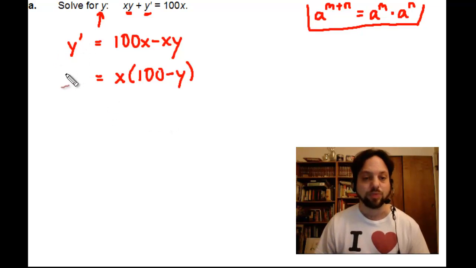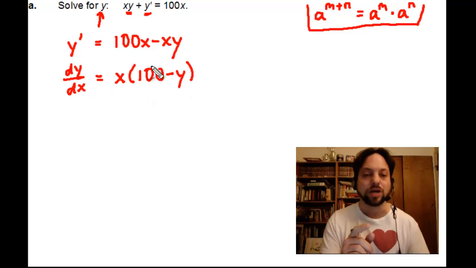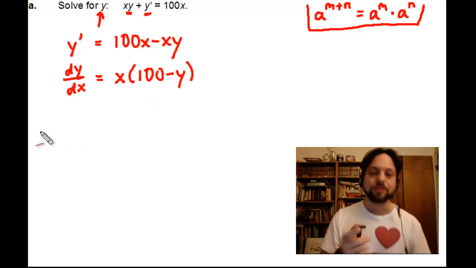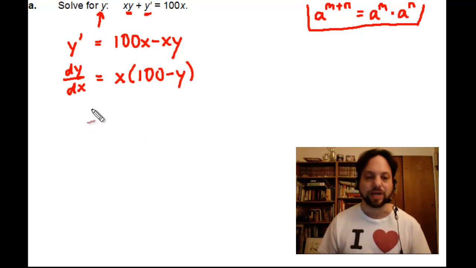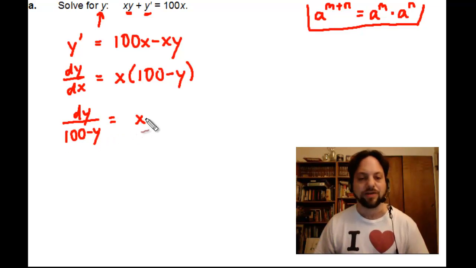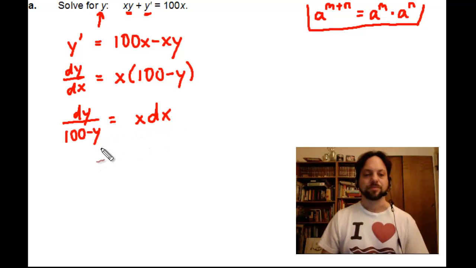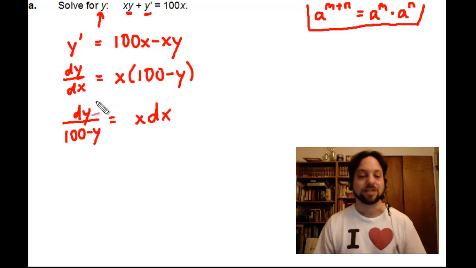As far as the left side, this y prime, remember that y prime is the same thing as saying dy dx. Because in my next step, I'm going to take this 100 minus y factor and move it to the left, and I'm going to take this dx term and move it over to the right. Watch how beautiful this is going to be. This is what it's going to look like. I'll have dy over 100 minus y, and then on the right side, I'll have x dx. Notice how I did that. Hopefully that makes a lot of sense because we'll be doing a lot of this in this lesson.